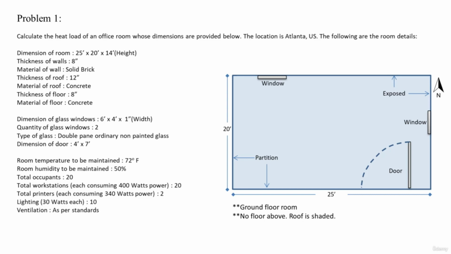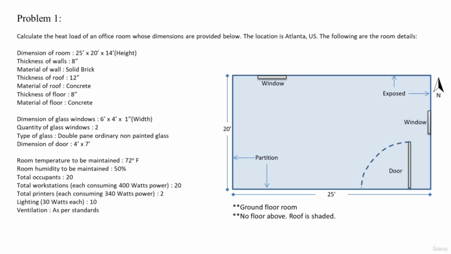The room temperature that has to be maintained is 72 F and the humidity of the room that has to be maintained is 50%. The total occupants of the room is 20 and the total number of workstations is 20, each consuming 400 watts of power. The total number of printers is 2, each consuming 340 watts of power. There are 10 lighting installations in the room. Each lighting installation consumes 30 watts of power.